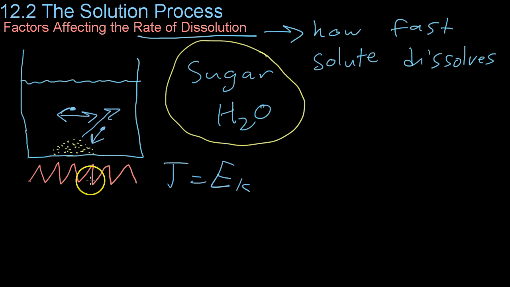And this also increases the rate of diffusion, meaning that the sugar will be able to spread out more evenly and thus lower pockets of concentration throughout the solution.